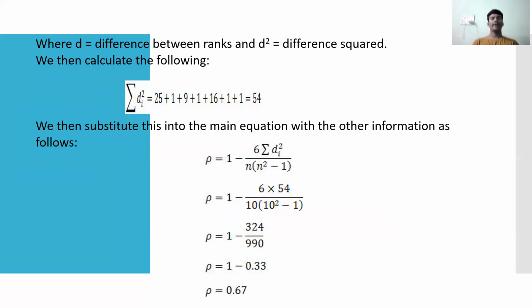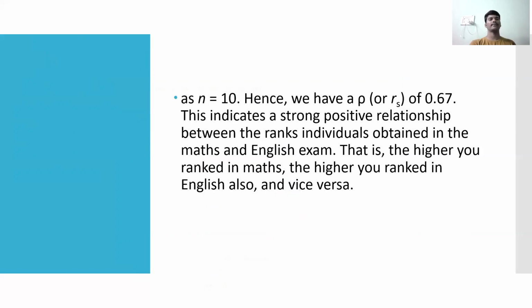We then substitute into the main equation with other information as follows. Rho is equal to 1 minus 6 into sigma di square by n into n square minus 1. See, if you place the value sigma di square is equal to 54 and n is equal to 10, then we will get the correlation coefficient by the following calculation. Rho is equal to 0.67. See, as n is equal to 10, hence we have a rho or rs of 0.67.